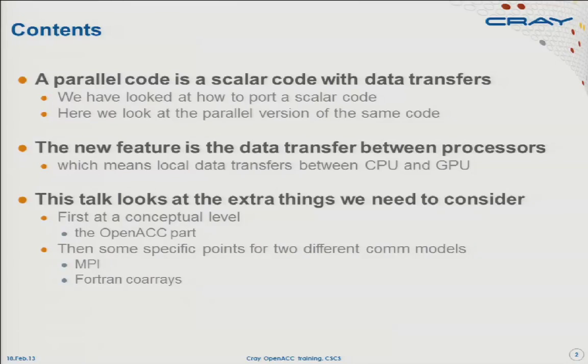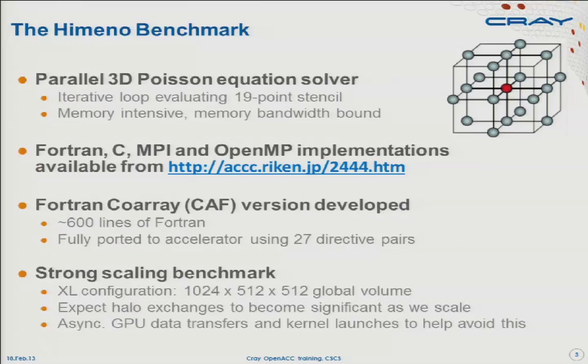Now, there are some more advanced ways that you can get around this, and I'll talk about that a little bit later. But this talk is looking at the extra things you need to consider. I'm not going to talk particularly about tuning kernels, because we've done all that. What I'm going to talk about is, first of all, at a more conceptual level, what sort of things you're going to do, and how you do those in OpenACC. And then there are different communication models that you can use. You could use MPI, you could use Fortran coarrays, but I'll say a little bit about these two examples at the end. Most of what I say is actually quite common to both of these calculations.